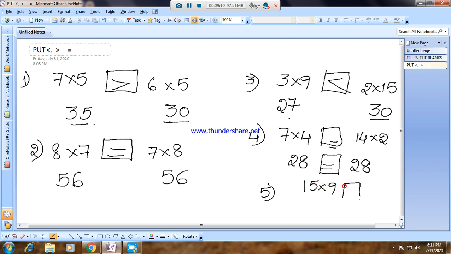Now the next question. 15 9s are with 16 8s are. Okay. So just recollect 15 9s are now. 15 1s are 15, 15 2s are 30.